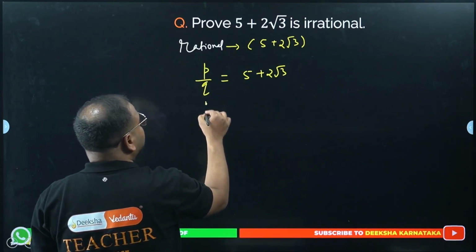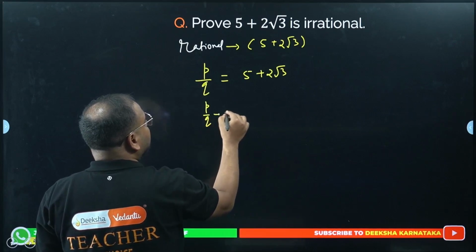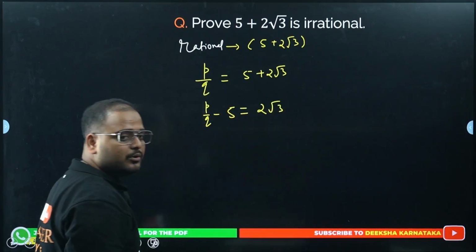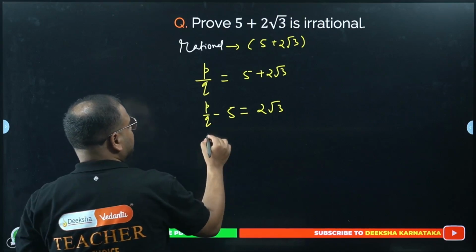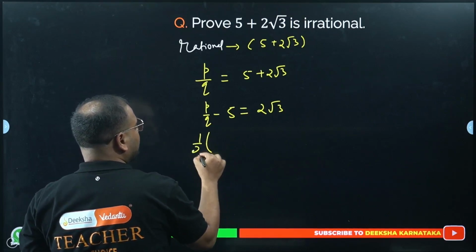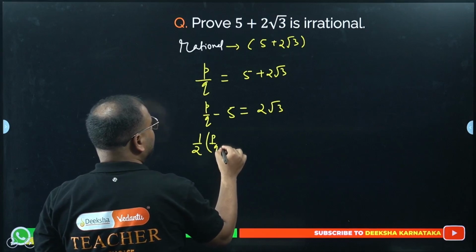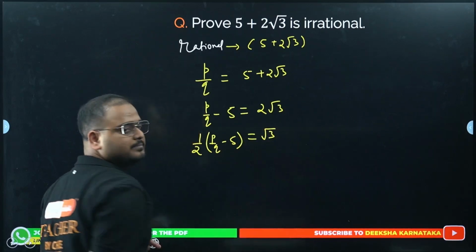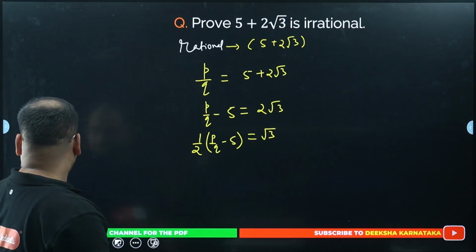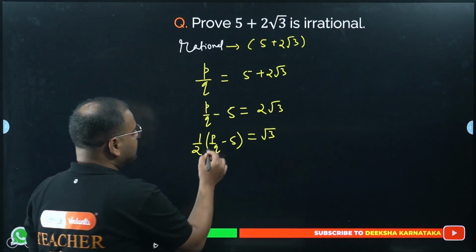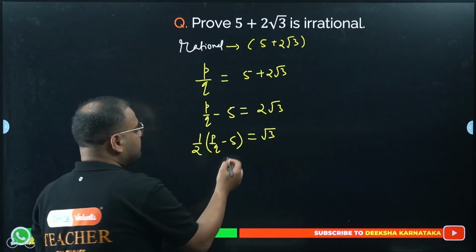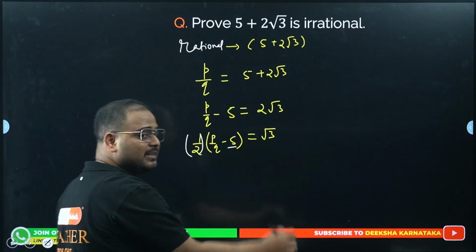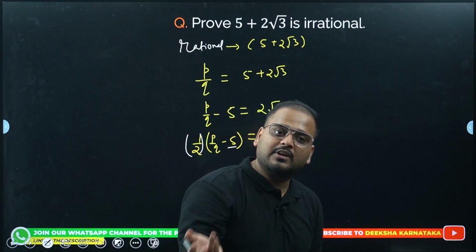Take 5 on this side. Check this out. Now 2 on this side. So I can write this as 1 by 2 into P by Q minus 5 equals to root 3. Now check this. P by Q is a rational number. 5 is a rational number. 1 by 2 also is a rational number. So any mathematical operation done on rational numbers will give me rational only.